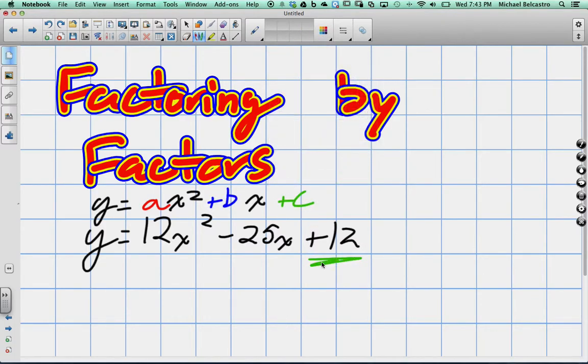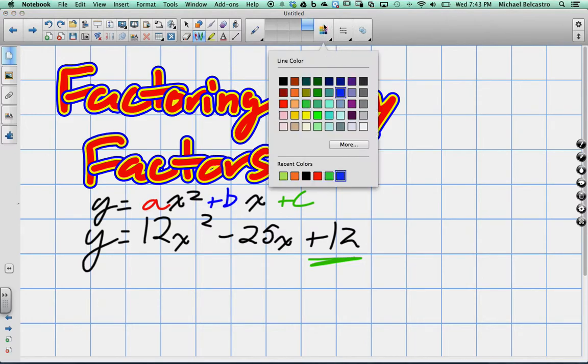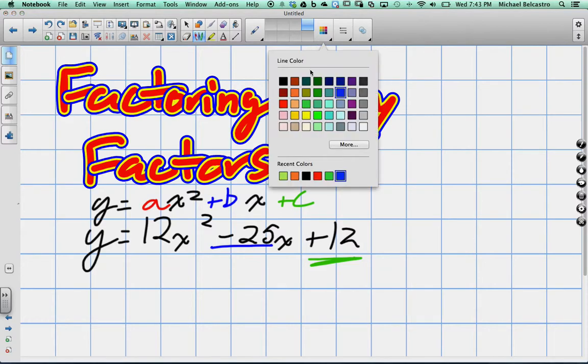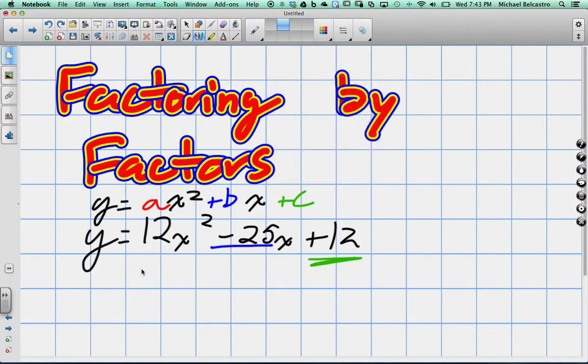And again, the c term is the constant, the b is the coefficient attached to the x with the power of 1, or the one we don't really see, and the a is the coefficient attached to the x squared, okay? Those are really important.